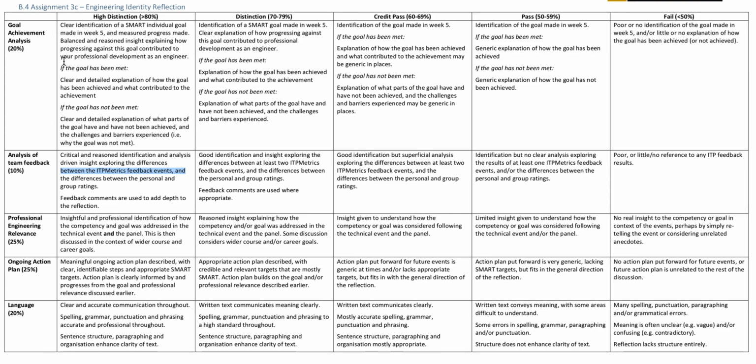First few paragraphs talk about goal achievement. Next paragraph or so talk about analysis of team feedback. So in the analysis of team feedback, write about the difference between the first ITP and the second ITP, and then write about the difference between the person and the group.